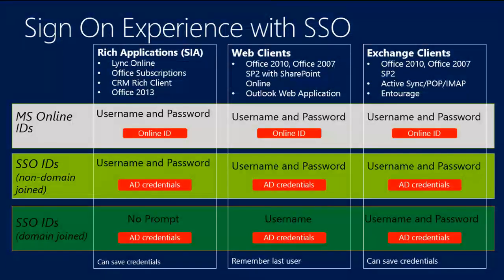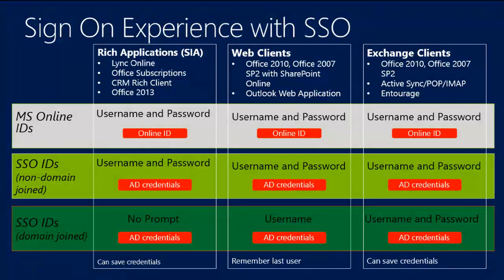And then you have the Exchange clients. And the Exchange clients are really Outlook, ActiveSync, POP, IMAP, Exchange Remote PowerShell. If it starts with the word Exchange, it lives in the Exchange client column. So for online identities, you get prompted, and you enter your cloud credential. And it doesn't change because you're doing password sync. In password sync, you're still using an online credential, and you're still entering it there.